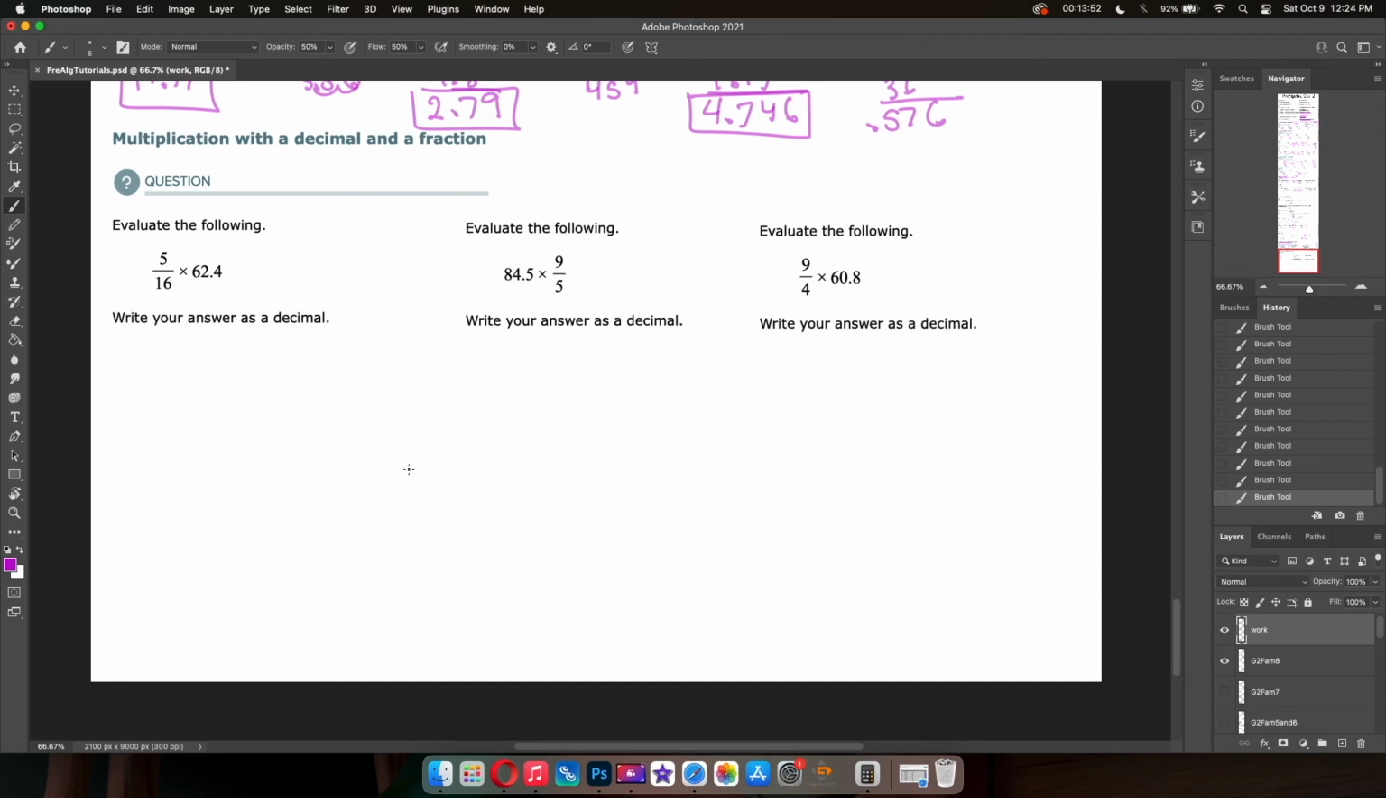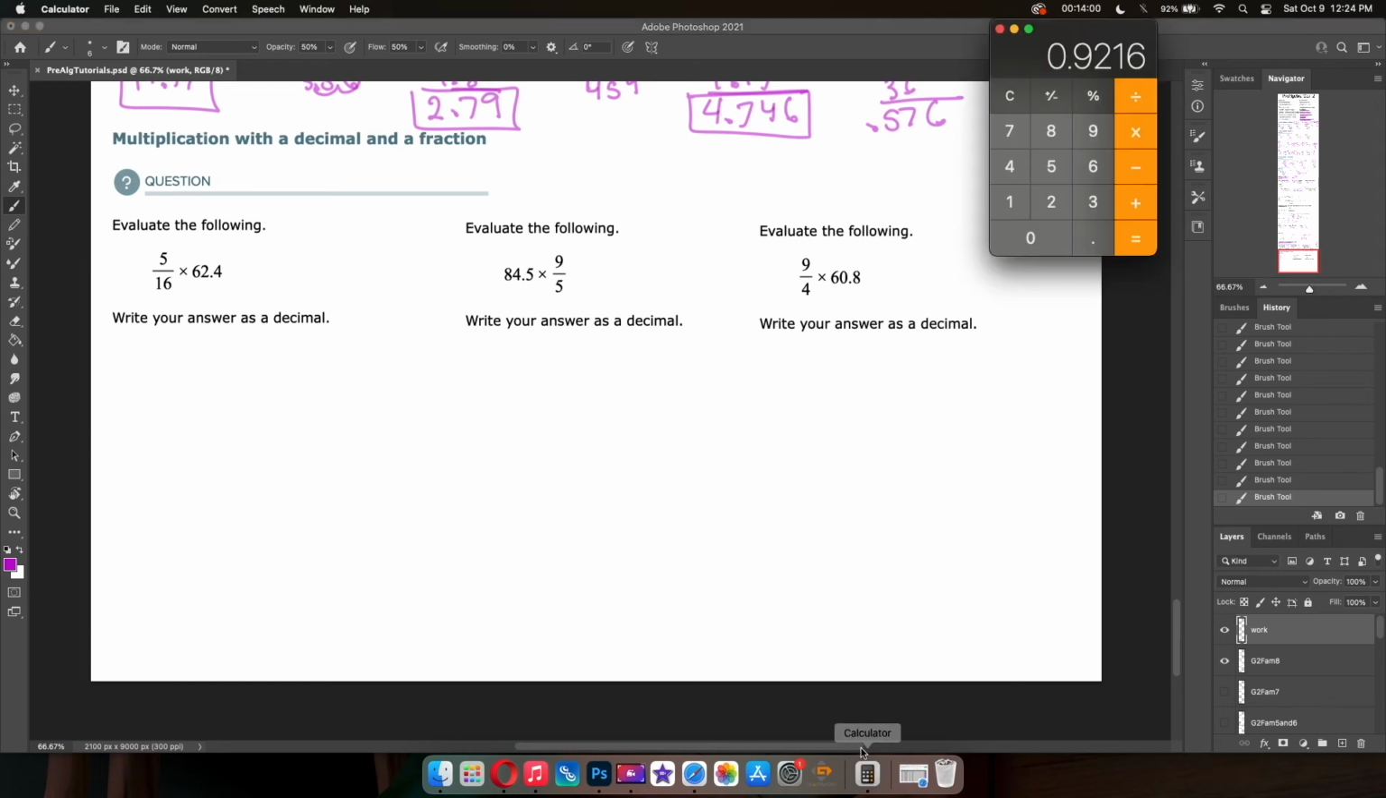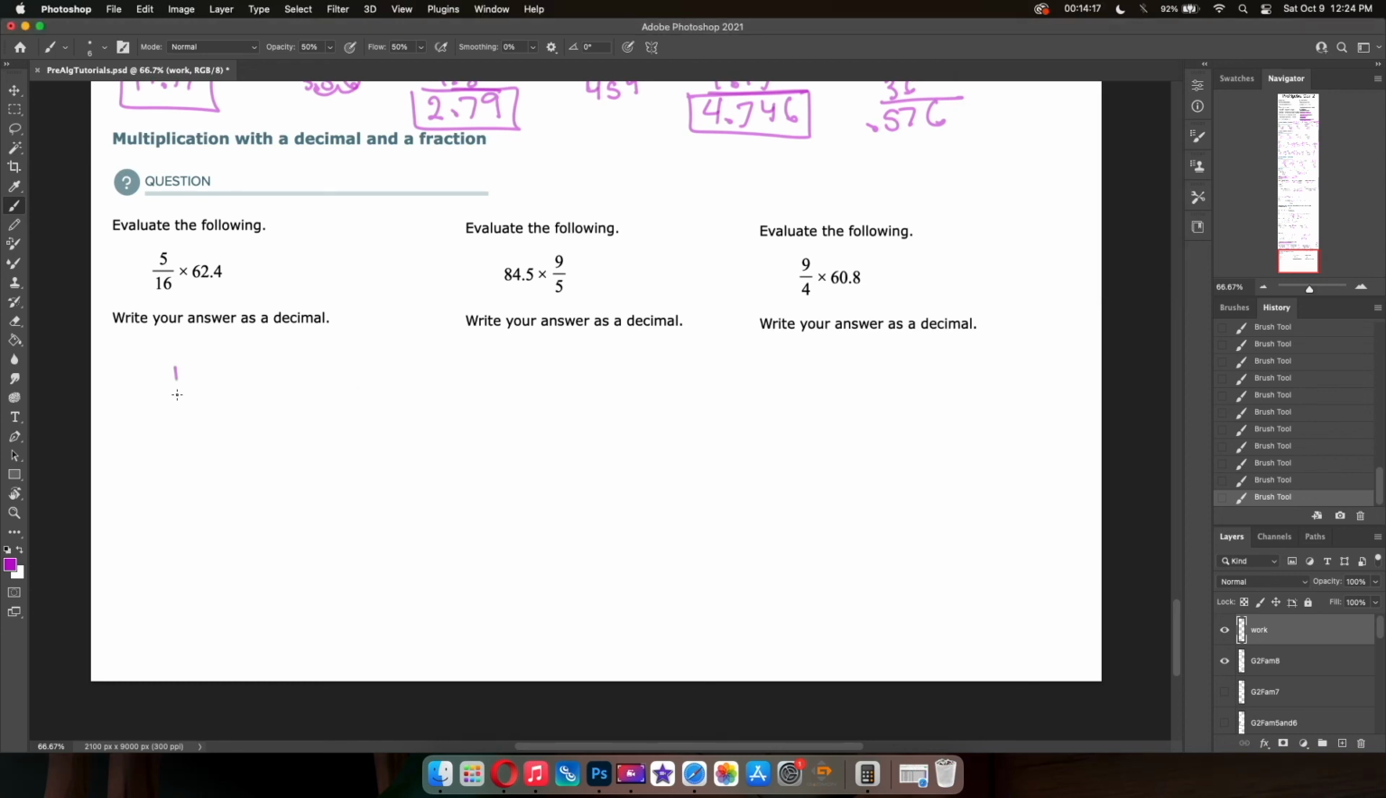Multiplication with a decimal and a fraction. Universe, that's just mean. Why would you do that to me? Okay. So I'm going to be honest. I'm going to straight up cheat at this point. This is the last topic I have for the goal. So 5 divided by 16 equals, and now I'm going to multiply it by 62.4 equals 19.5. Thank you, universe.